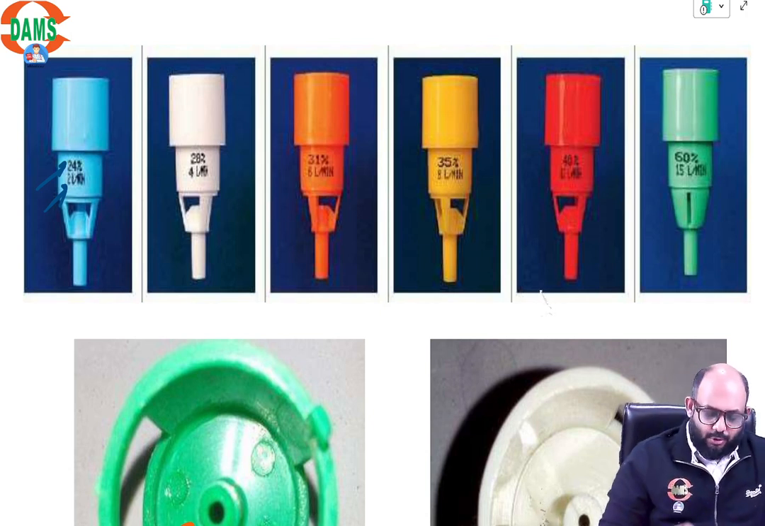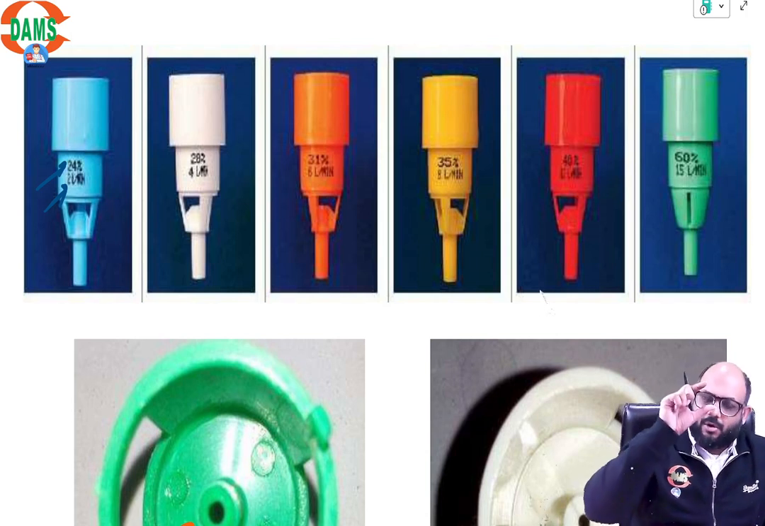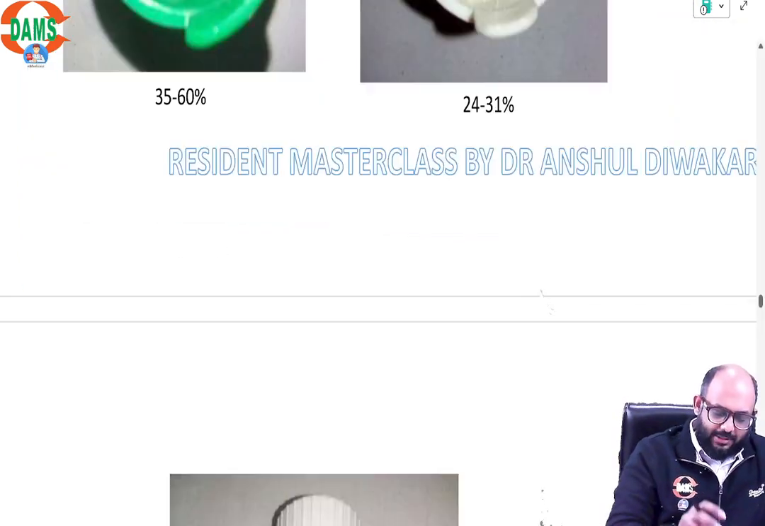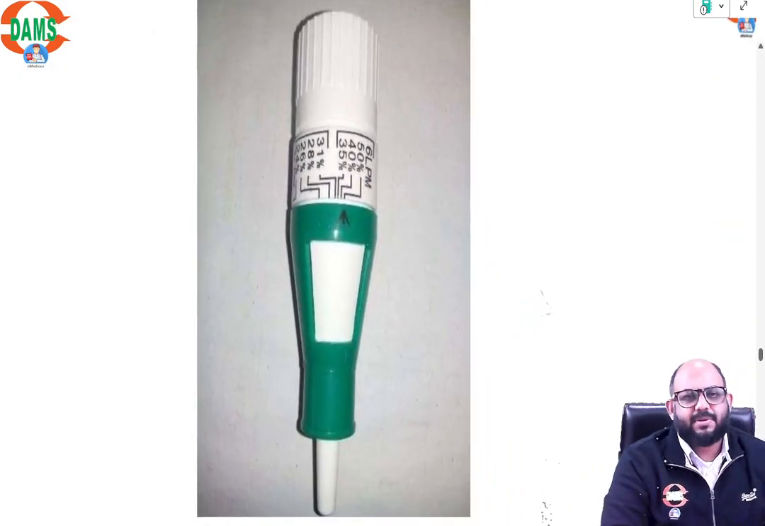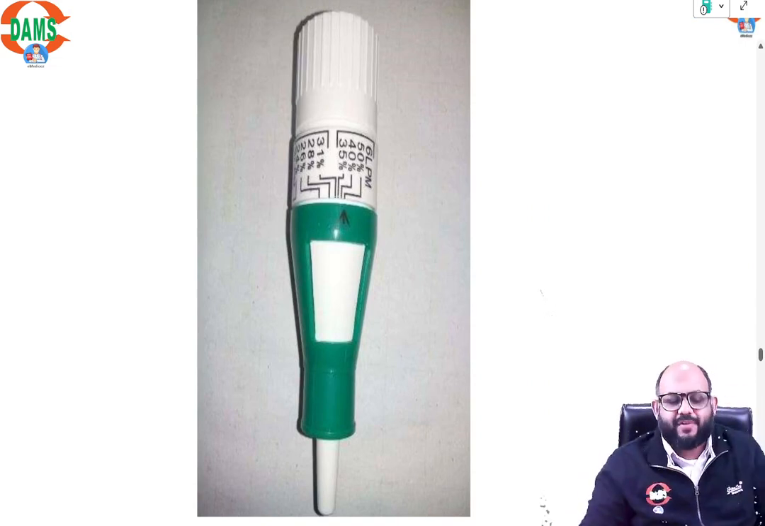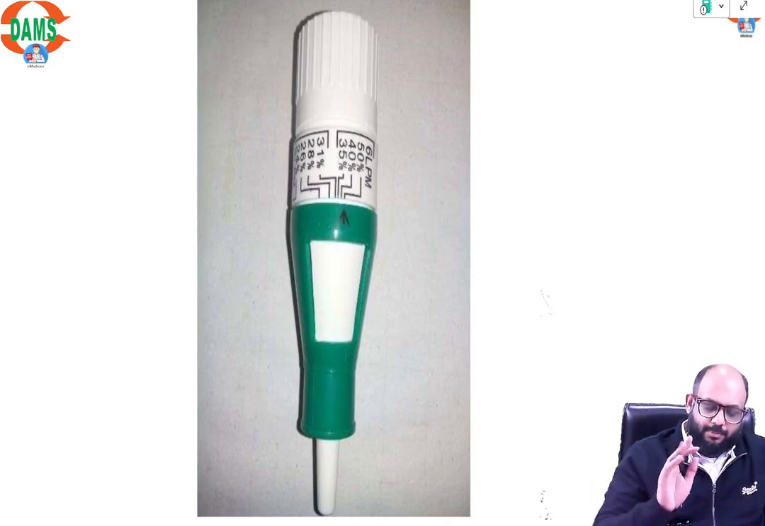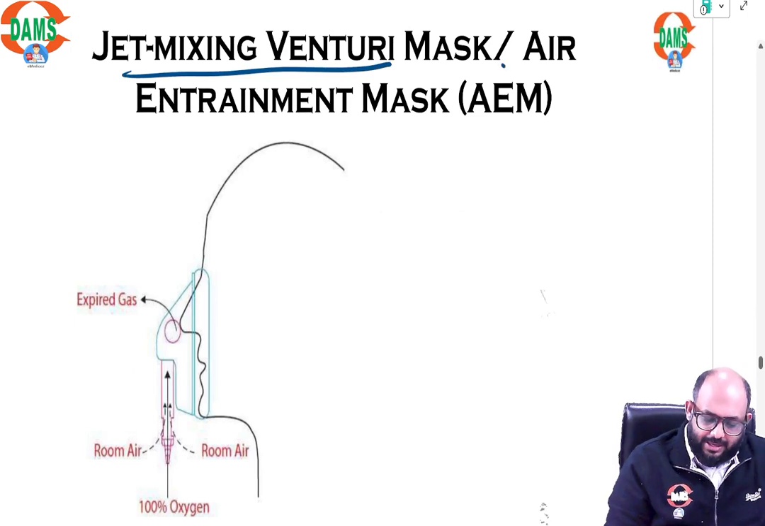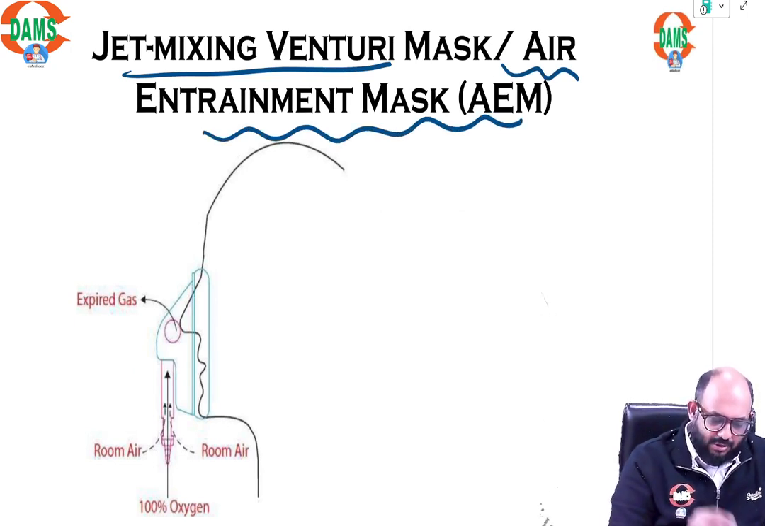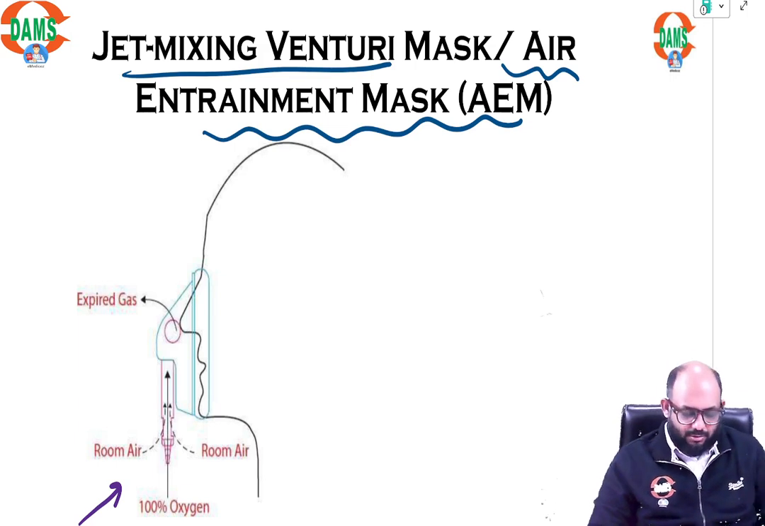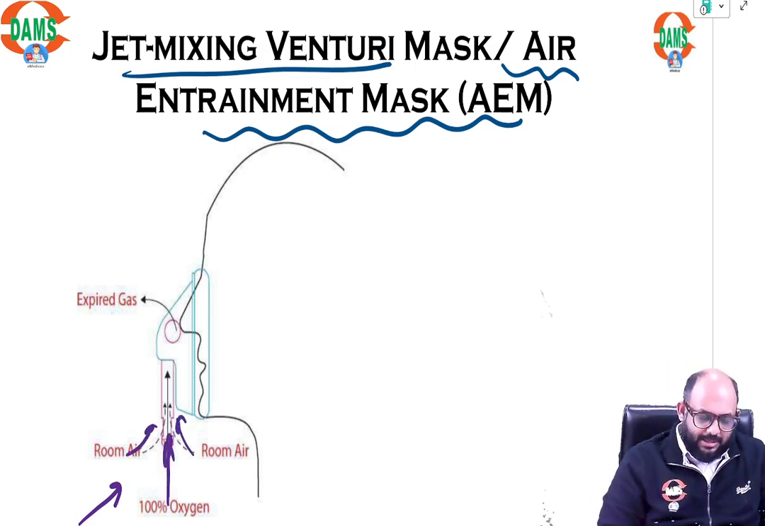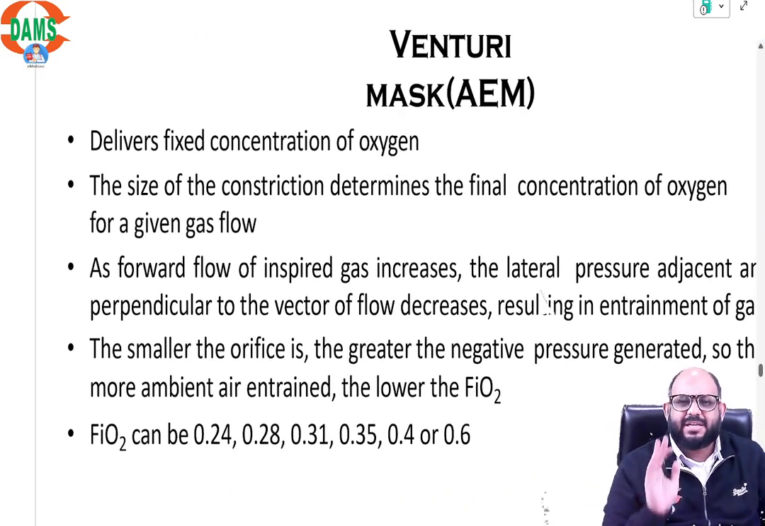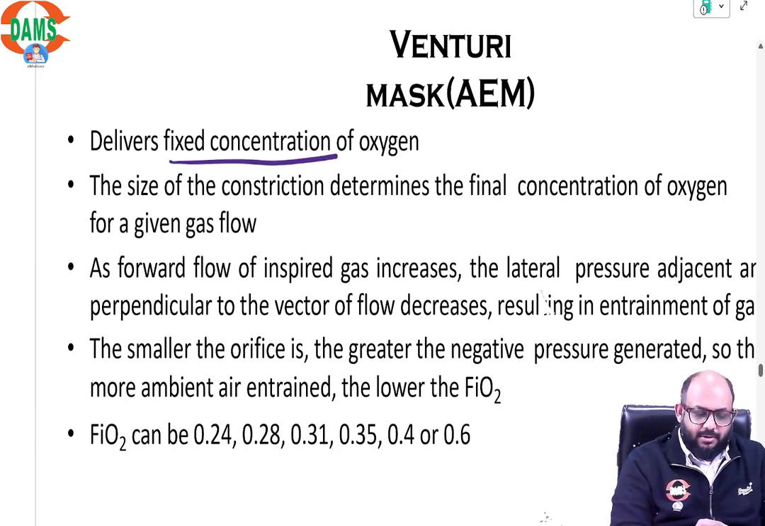So see, I'll show you another table. These are color coded, and on each valve there is a flow rate of oxygen that you keep, as well as the FiO2 that is being delivered. Now there is an adjustable Venturi valve where you can adjust what FiO2 you want. It will tell you what flow rate to keep. You keep that flow rate and you will get that FiO2. There is another jet mixing Venturi mask or air entrainment mask, which essentially does the same thing. It is another name for Venturi mask only. You can see you give 100% oxygen, it entrains room air, and that delivers the oxygen to the patient in a very specific FiO2. So it delivers fixed concentrations of oxygen.